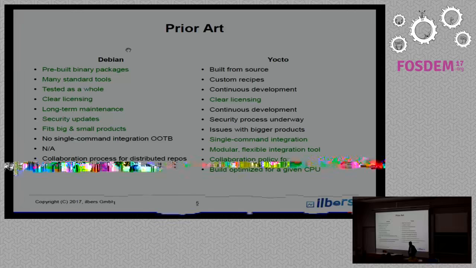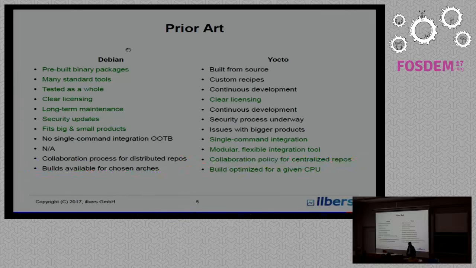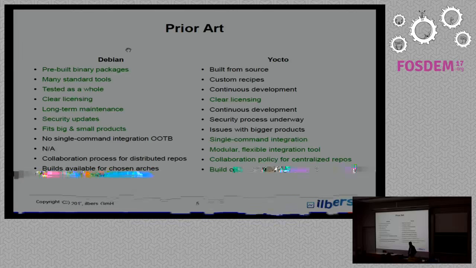So I'm not going to go through this whole table, and also please don't take it very literally. It's really an oversimplification to give you a feeling in which direction every project goes. But to summarize, Debian has many standard tools, is attested as a whole distribution, which is important for us, has clear licensing, long-term maintenance, or, well, relatively, depending on the definition of long-term, and fits small products or the whole product lines.